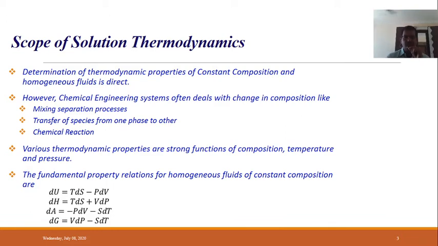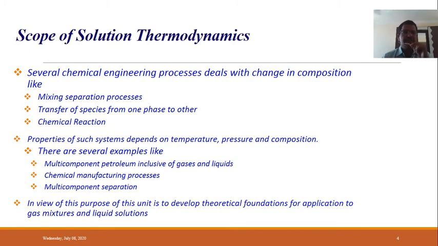Here we have seen only the effect of temperature and pressure, and from that we have seen these equations, that is dU is equal to TdS minus PdV, then dH is equal to TdS plus VdP, then dA is equal to minus PdV minus SdT, and dG is equal to VdP minus SdT. So these relations can be used for deriving Maxwell relations, which will tell the relation between different thermodynamic properties. But this is for constant compositions.